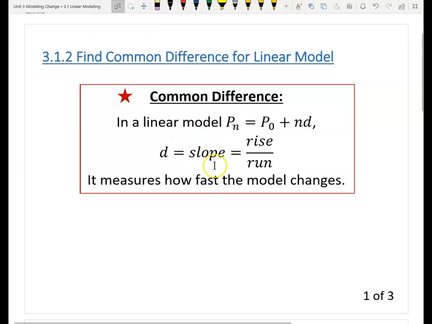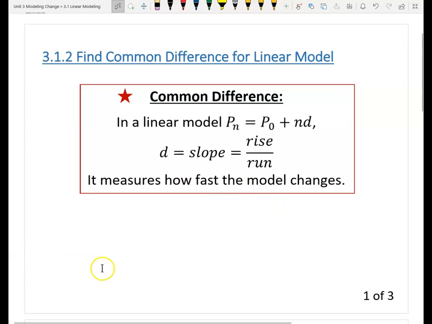In the last video, we already know the common difference in a linear model is just the slope, right? And how to find the slope? We use the rise over the run, and it measures how fast the model changes. We have three cases. First, if d equals 0, it is constant, no change. If d, the slope, is greater than 0, the model goes up, therefore we call it a growth model. Another case is d less than 0, which means the slope is less than 0, the line goes down, and we call it a decay model.